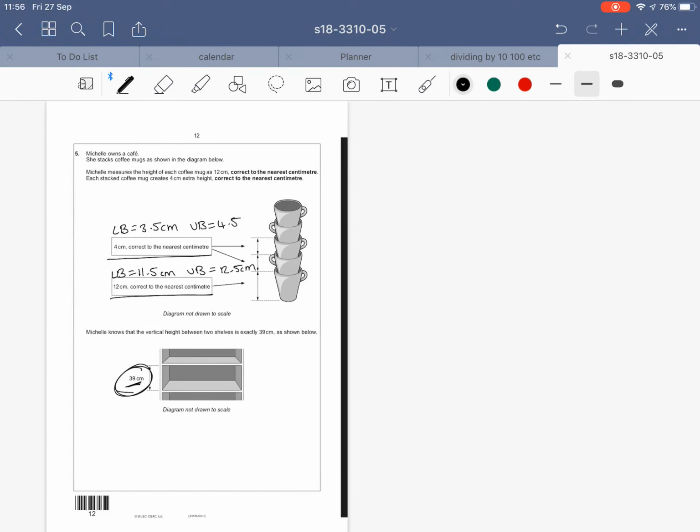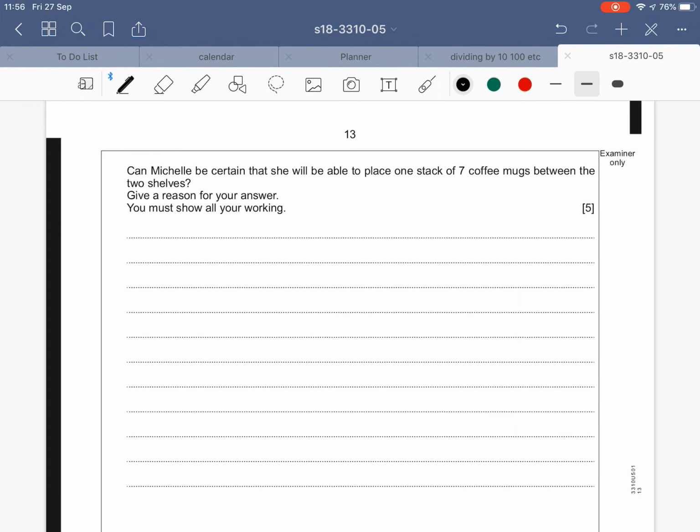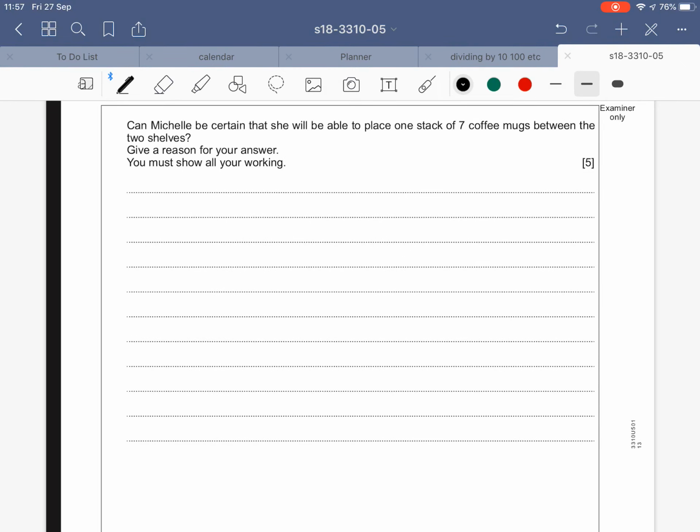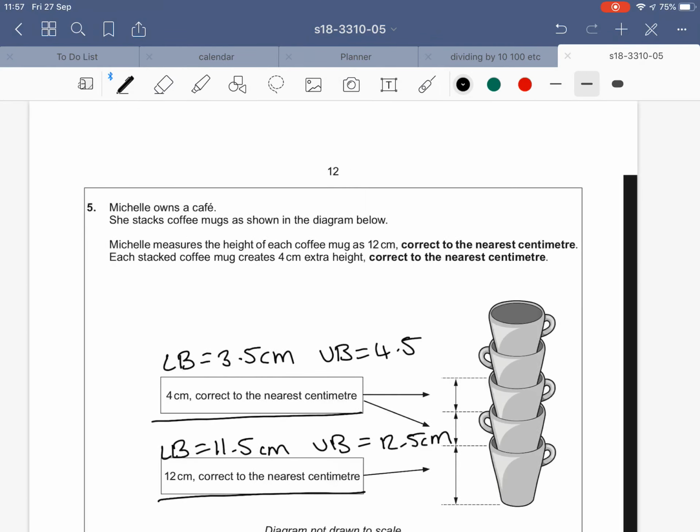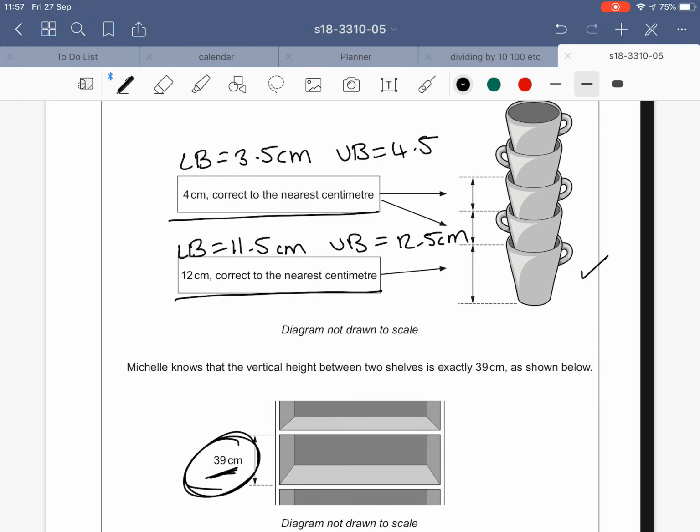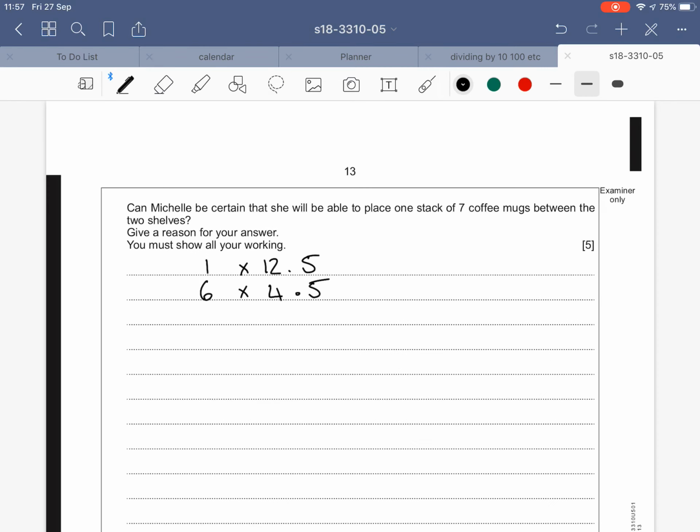So what's our question? Can she be certain that she'll be able to stack exactly 7 coffee mugs between the 2 shelves? So we're going to need the maximum heights of these, because obviously you want the biggest possible height for them, and will it be within 39? So we have the 12 centimetre ones. That's going to be one lot of 12.5, so our upper bound, and then 6 more of the 4.5 gap. So we've got one lot of the 12.5 and then 6 of the 4.5.